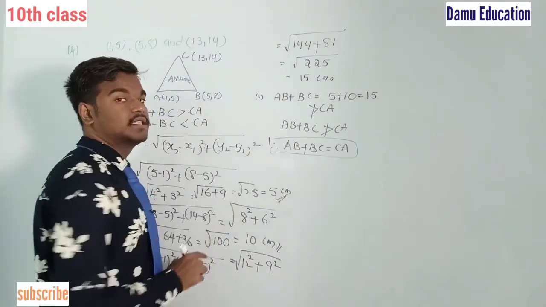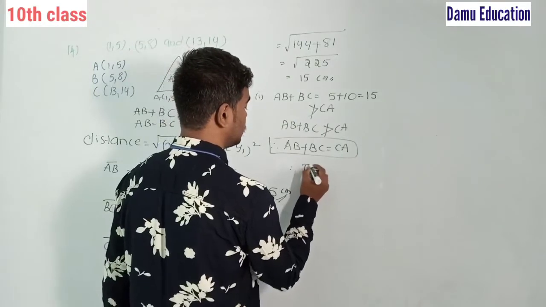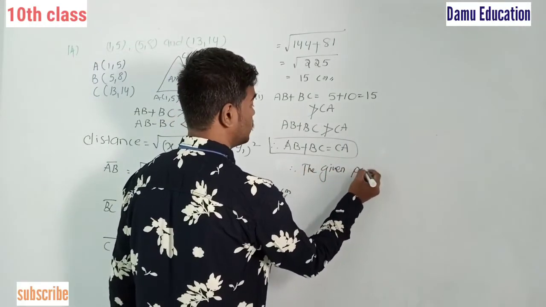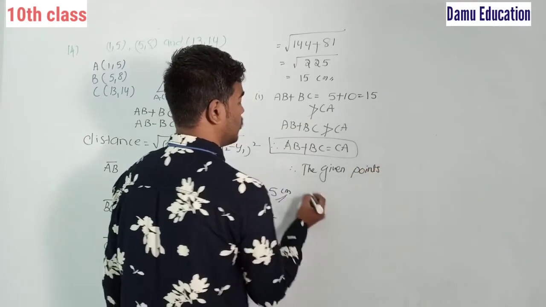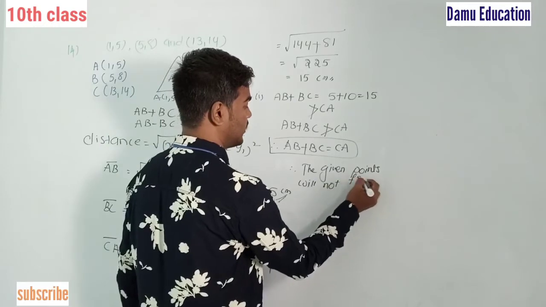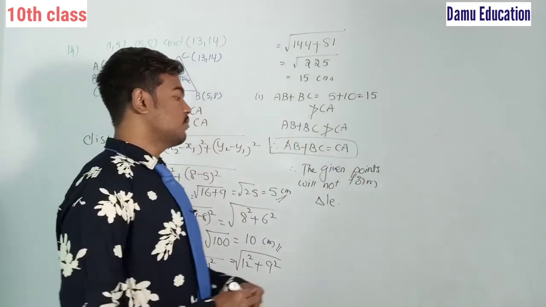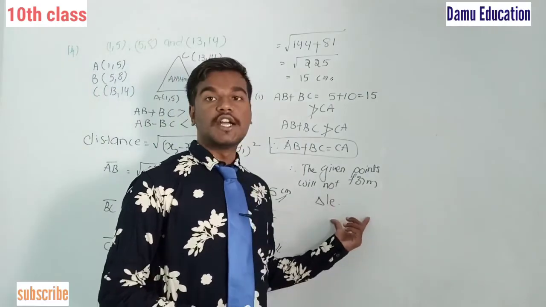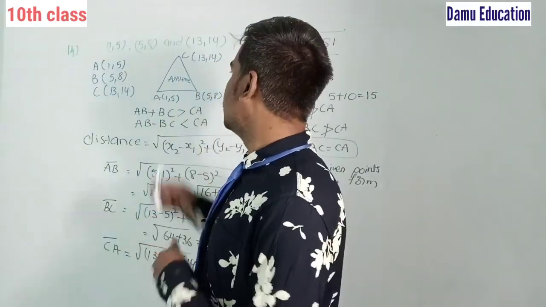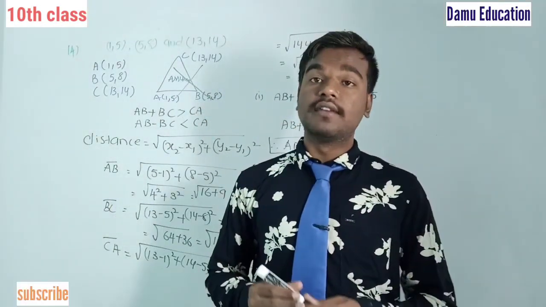Based on this condition, the given points will not form a triangle. It will not frame a triangle. Our assumption is wrong. It will not frame any triangle.